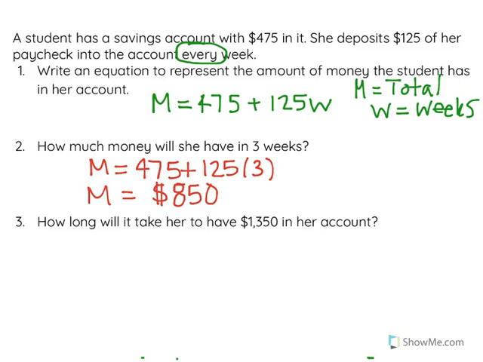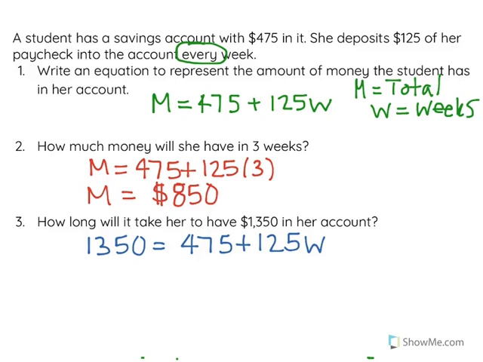Now this next question asks us, how long will it take her to have $1,350 in her account? So now we know that we're dealing with a total, which is our variable M. So I'm going to put 1,350 in for M into my equation. Because I don't know how many weeks it is, that's what I'm trying to determine.